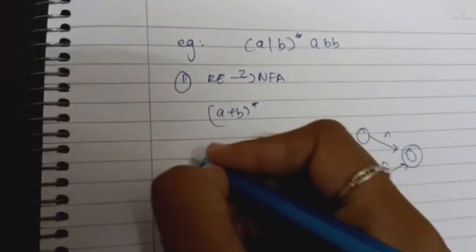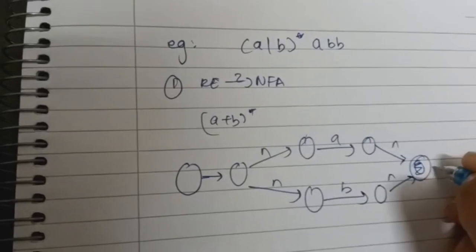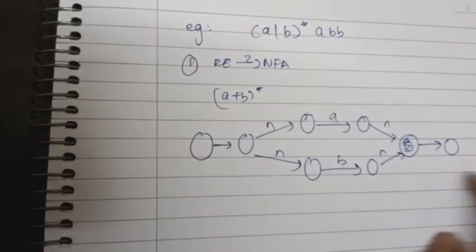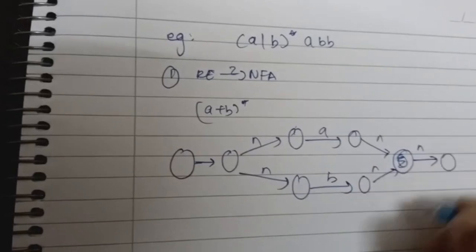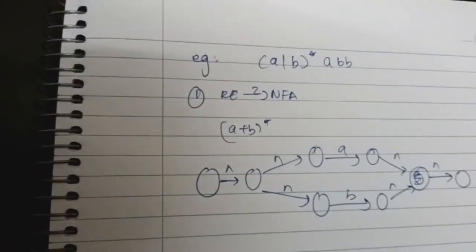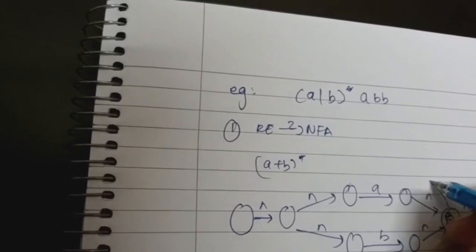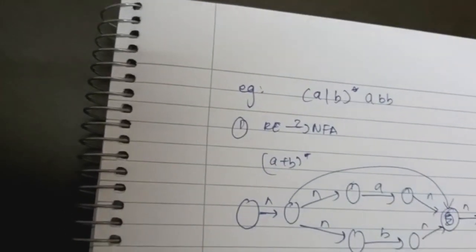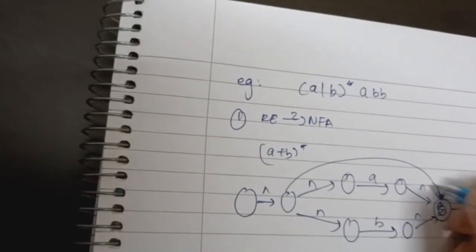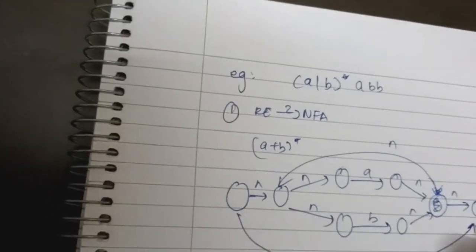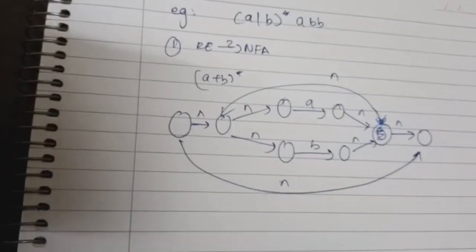Then we have to do the stars. We have to introduce the new initial state, we have to introduce the new final state. Okay, but here we'll join, and the initial and final state are being combined with null, and this will be combined with null.